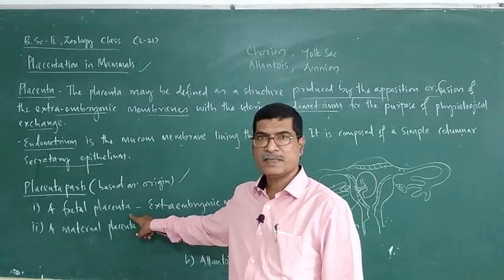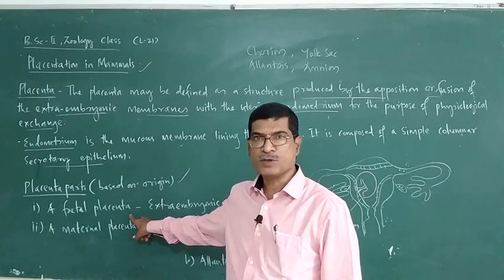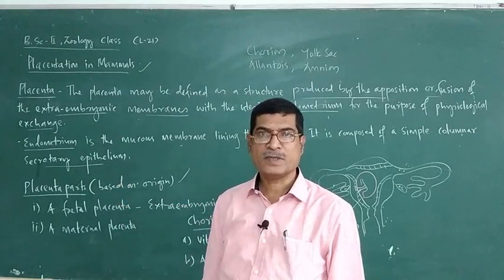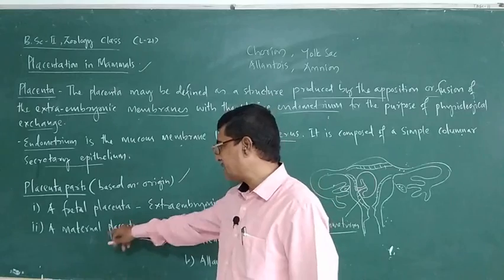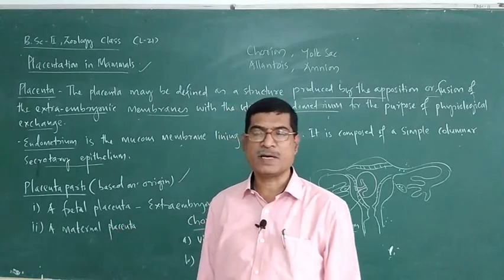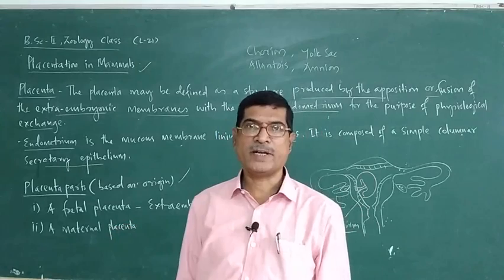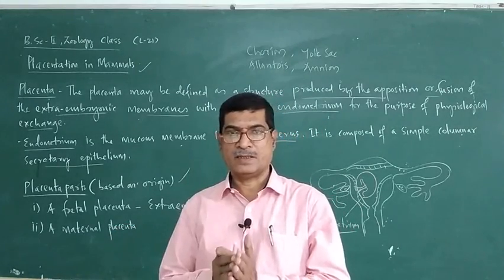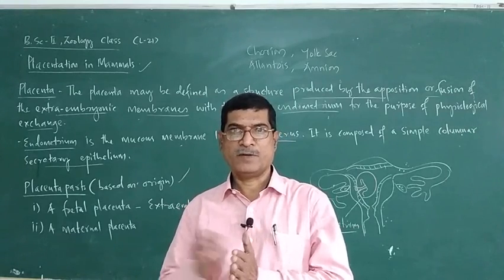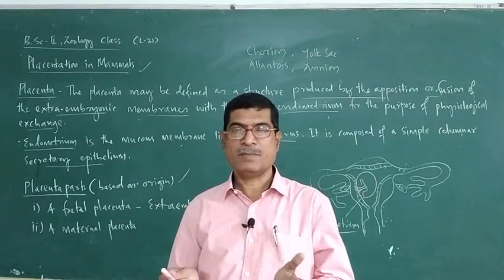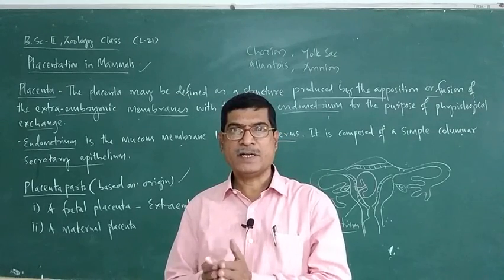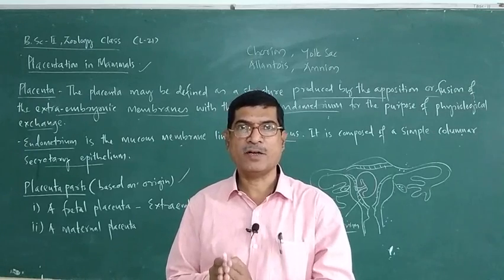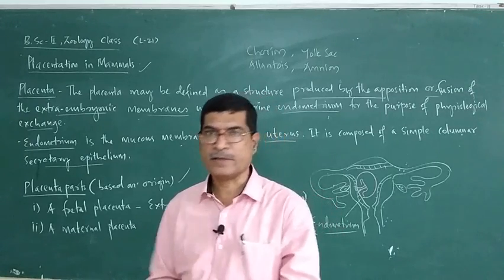Fetal placenta is produced by the extraembryonic membranes of the embryo, whereas the maternal placenta is produced by endometrium. So placenta has two parts: fetal part and maternal part. Fetal part is mainly contributed by extraembryonic membranes. Maternal part is mainly contributed by endometrium.